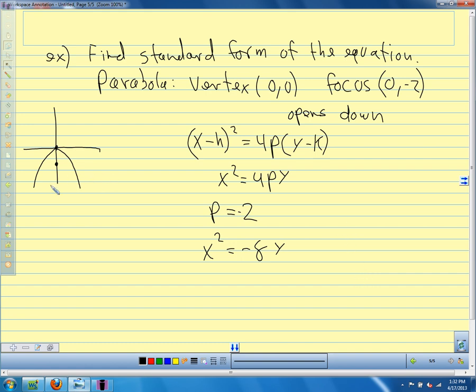Now if this problem had asked us to make a sketch of my parabola, and we wanted additional points, we know that our vertex is at 0, 0. We know that our focus is at 0, -2.